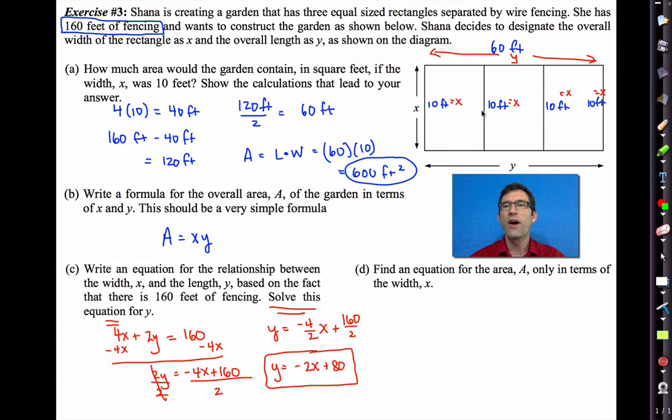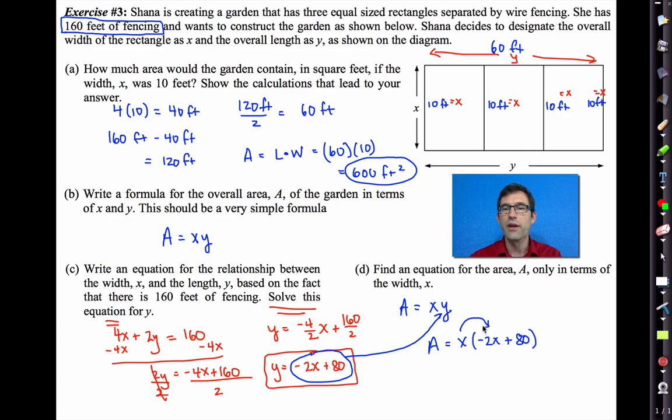All right? But watch what we can now do in letter D. Letter D says find an equation for the area, A, only in terms of the width, x. That's going to be an easy thing, right? The area is x times y. But y is negative 2x plus 80. So we're going to use the principle of substitution of equals to get rid of that y. See, if y is equal to negative 2x plus 80, then there's nothing wrong with putting this in.